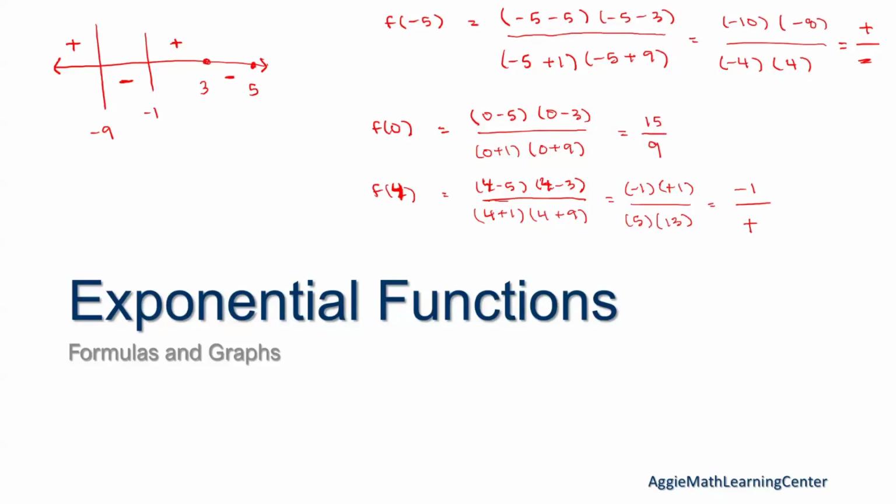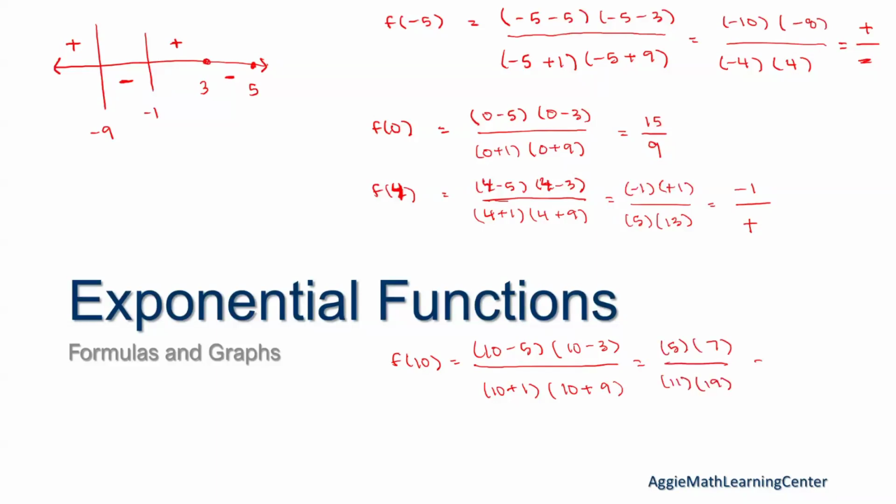Let's do the last one. We just have to pick a value bigger than 5. Okay, we'll choose 10. You've got 10 minus 5 times 10 minus 3. Again, I apologize that my handwriting is atrocious on this. But Hunter says his will be worse. Okay, 10 minus 5 is 5. And then we have 7, 11, and 19. This is positive. That's positive. A positive over a positive will result in a positive number.